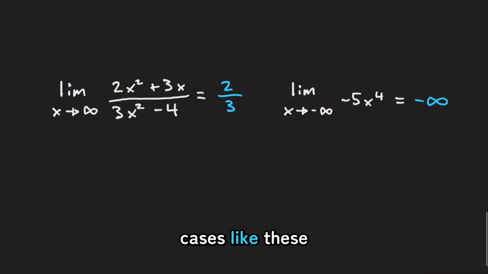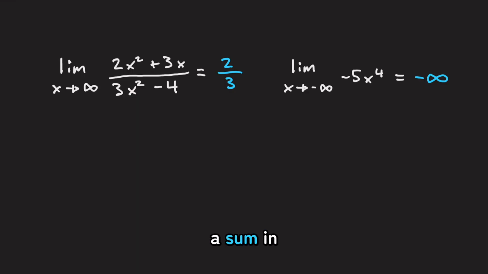And finally, for cases like these ones, when you have a sum in the numerator and denominator, you can cross out and just completely ignore any term that isn't the largest value. And if the largest value happens to be the same type of term, then it'll become a ratio of the two, as we see right here.